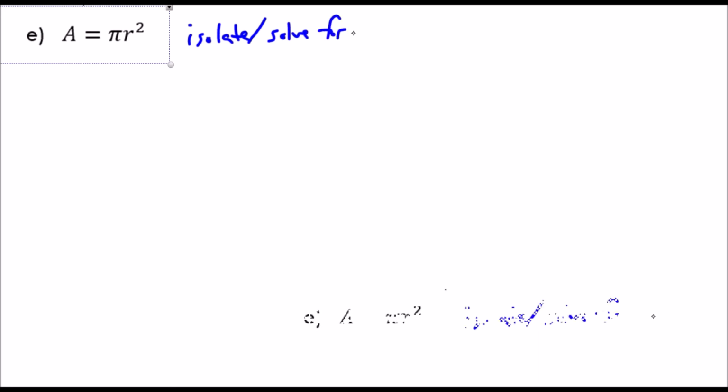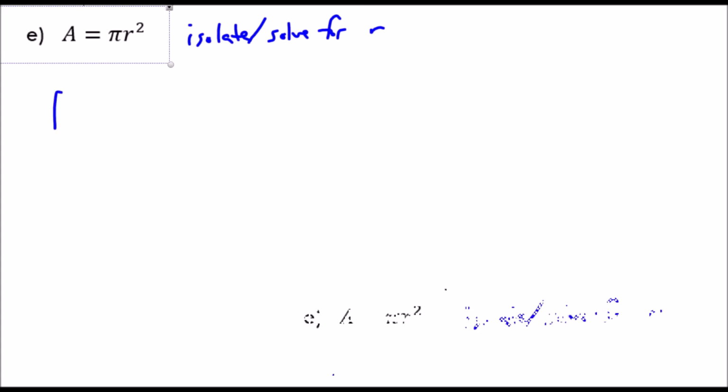Here's the last one. So I have this. I want to isolate for, oh shoot. Do I have what I'm going to isolate for? So let's say I'm going to isolate for R here. I didn't write that down, but I want to isolate slash solve for R. All right. So I'm going to rewrite this out again.